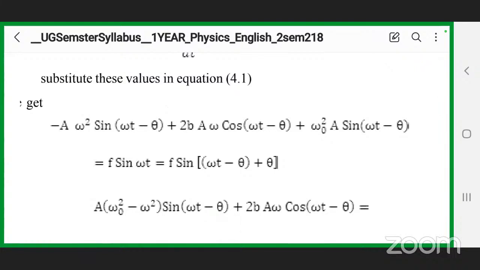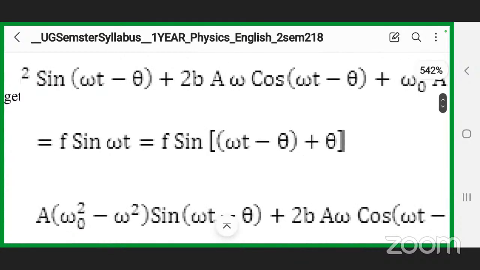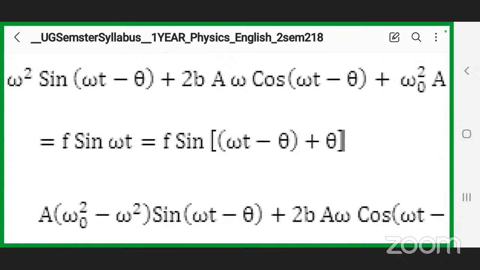So that sin theta can be written as here f sin omega t minus theta plus theta. So what I am writing here, right hand side portion, can we write like this? Minus theta plus theta, if it is going to be cancelled here, the same thing is going to be written. Is it clear? Right hand side.